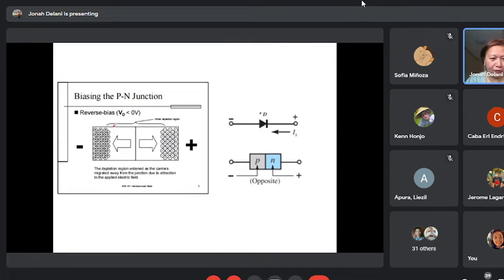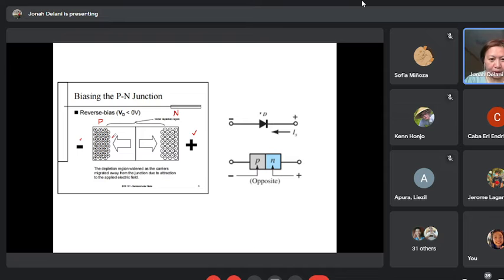So anyway, what if we add a voltage on our diode? This is our P-type material. This is our N-type material. If we connect a negative here, and then positive here, what happens is that the electrons would be attracted to the positive to the right, and the holes would be attracted to the negative potential to the left.